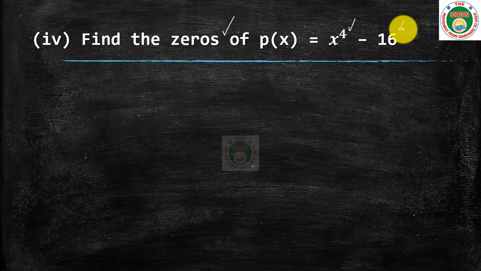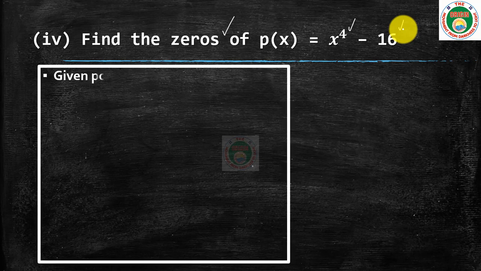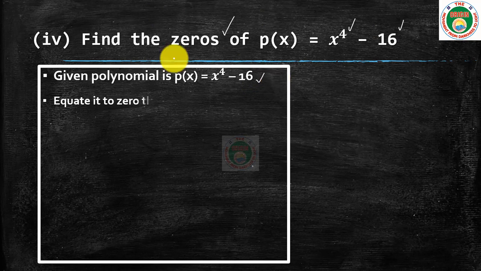What are the zeros? Zeros are nothing but x values. If you want to find out the zeros, first you should equate the given polynomial to 0. What is the given polynomial? x power 4 minus 16. Now equate the polynomial to 0. That means x power 4 minus 16 equal to 0. That is the first step.